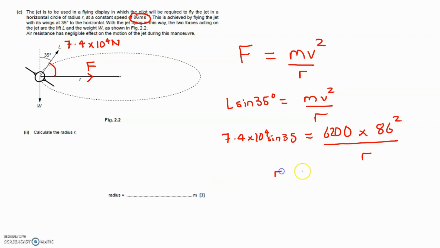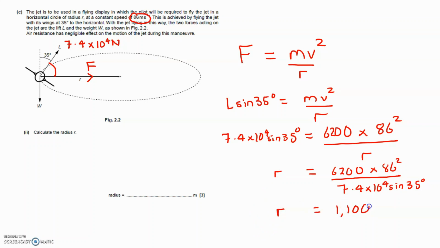So let's rearrange our equation. We've got that r will be 6,200 times 86 squared divided by 7.4 times 10 to the 4 times sine 35 degrees. Just rearranging that to make r the subject, and we end up with a radius of 1,100 meters.